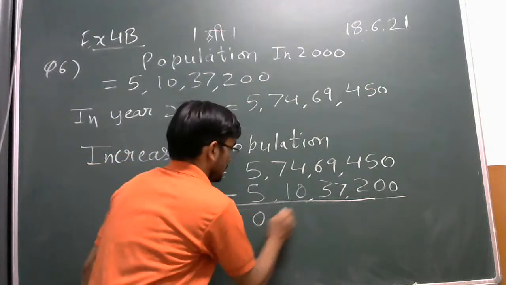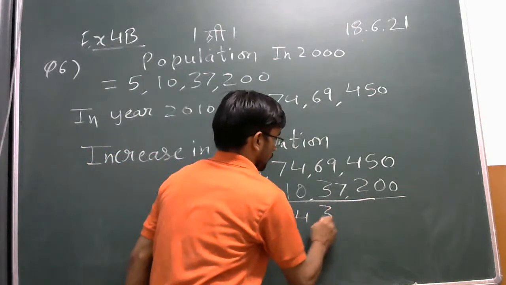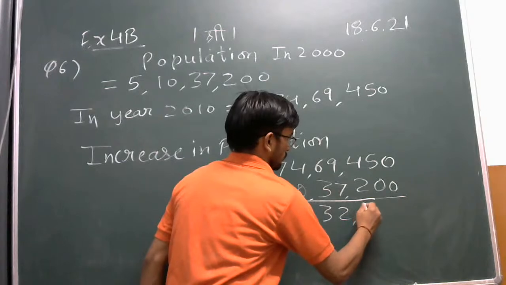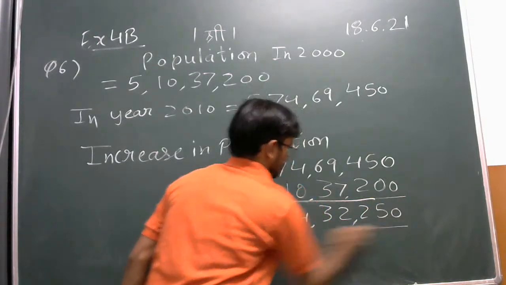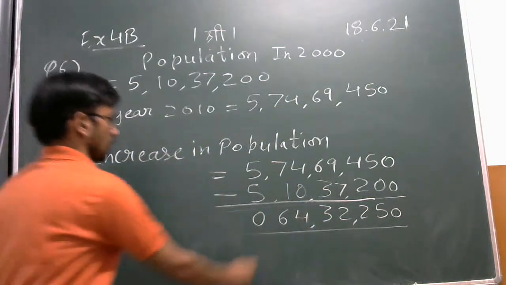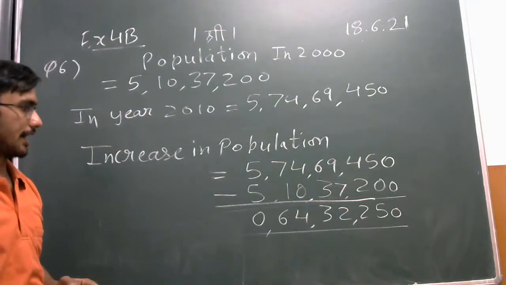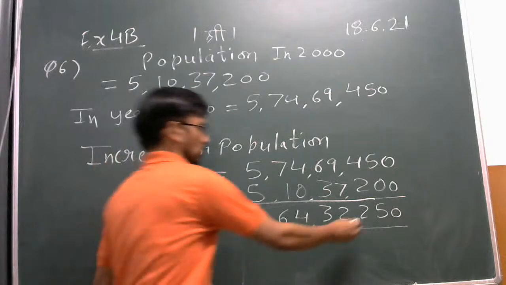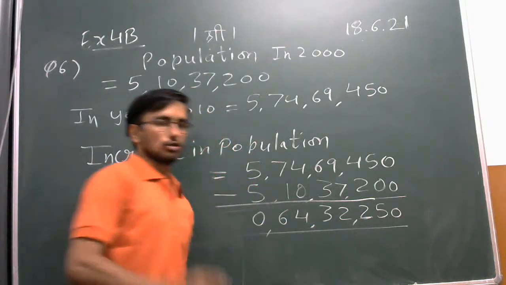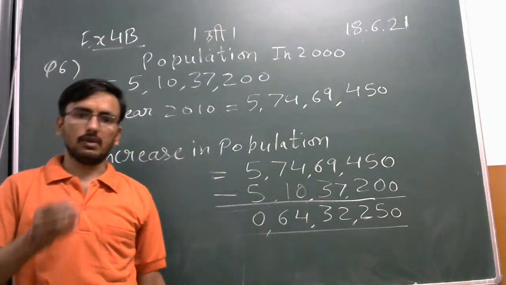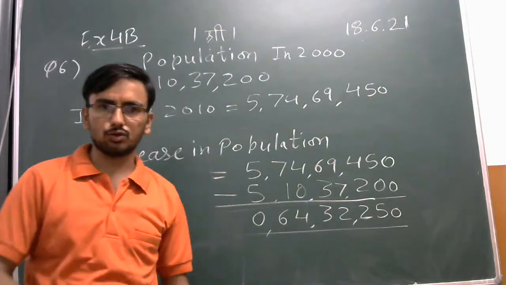So it is easy only. 64, 3. There is an increase of 64 lakh 32,250. So tell me, you may be able to create the same type of questions.